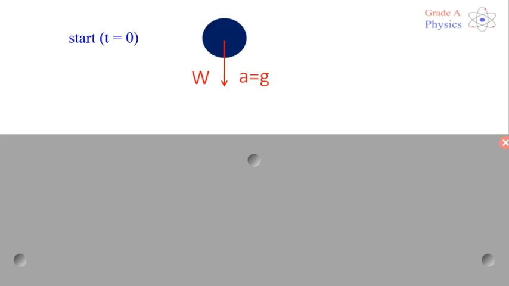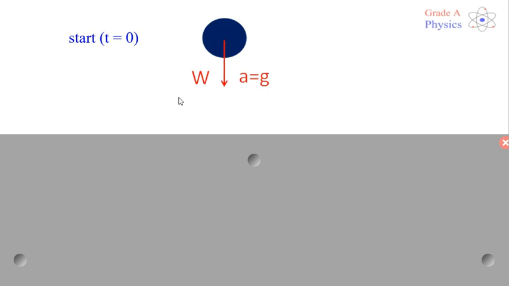So we're going to look at it stage by stage, diagrammatically, and then we're going to pull it all together and look at a model answer. So right at the start, time is 0. The only force acting is the weight. There is no air resistance.